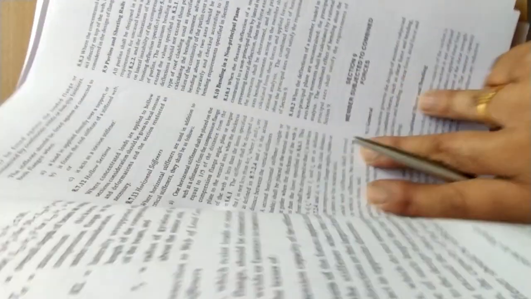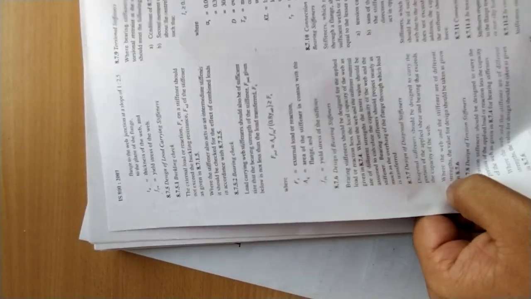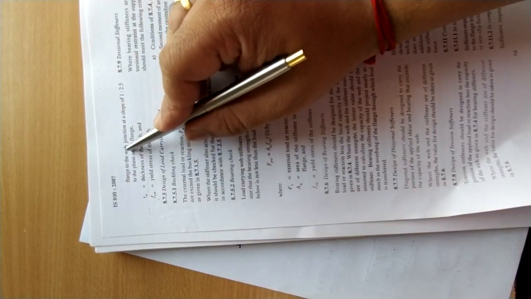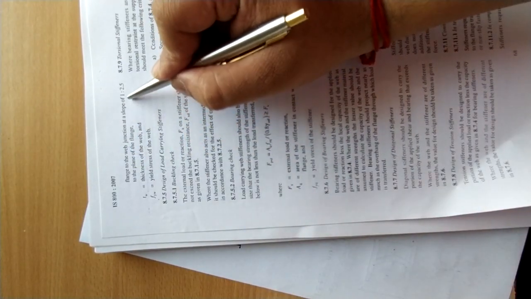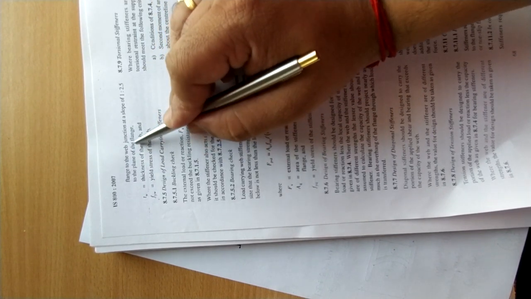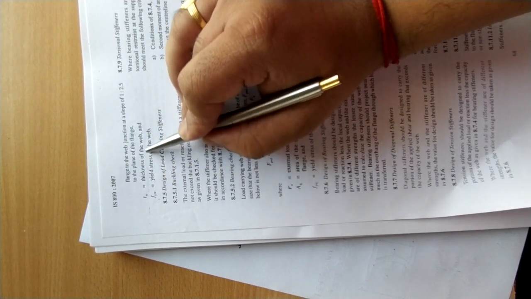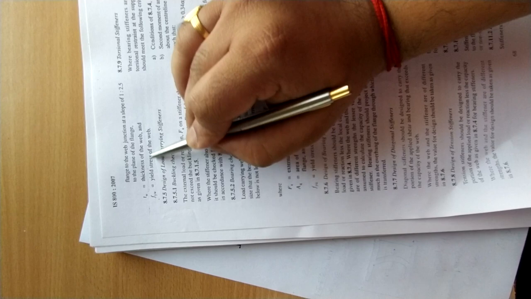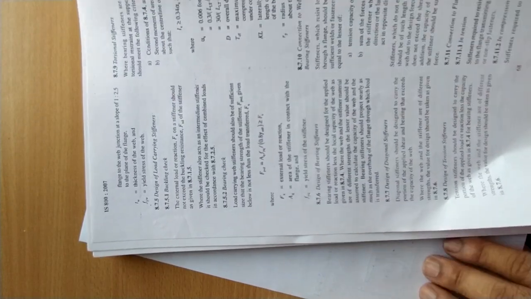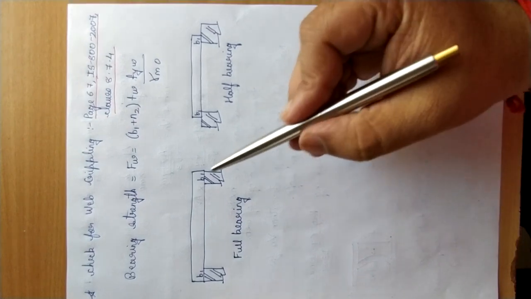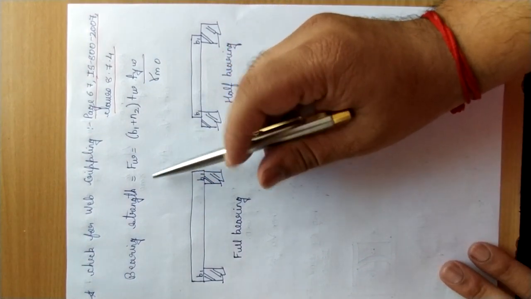N2 is the length obtained by the dispersion through 45 degrees, that is from the flange-web junction, at a slope of 1:2.5 to the plane of the flange. tw again is the thickness of the web. Fyw is nothing but the yield stress of the web. This formula I have written here in the chart. So this formula is taken from page number 67.